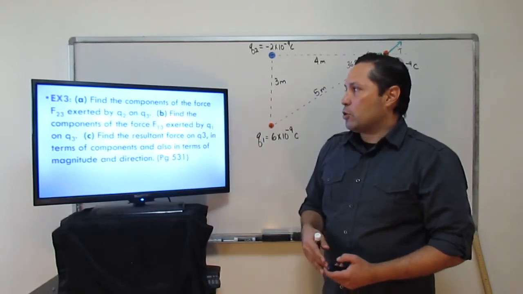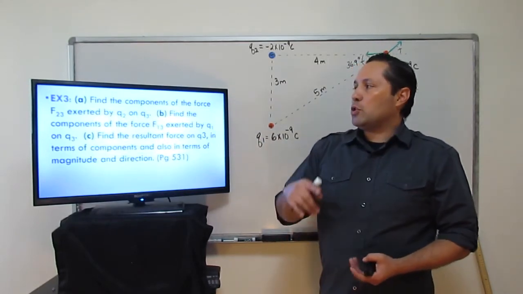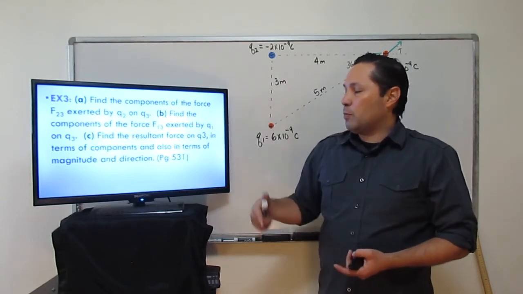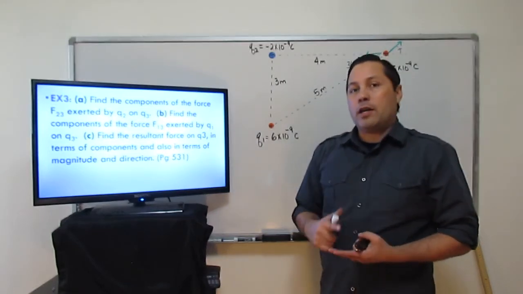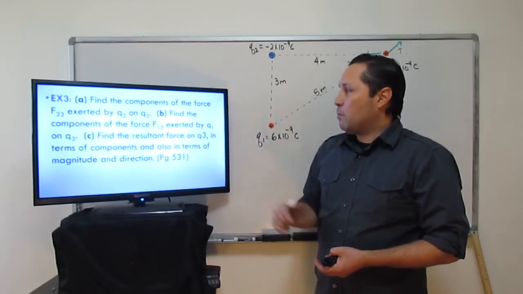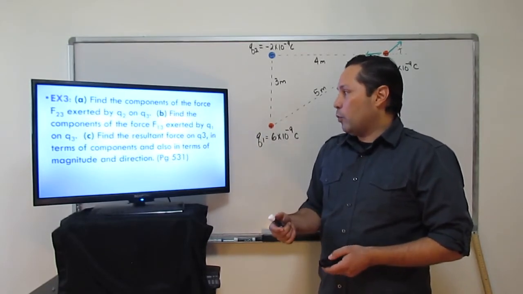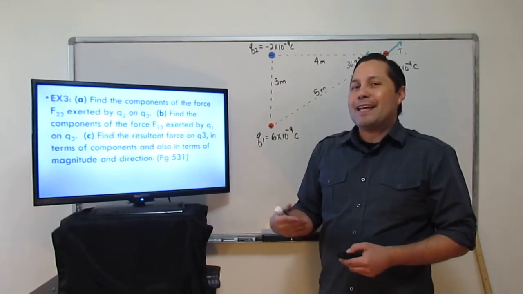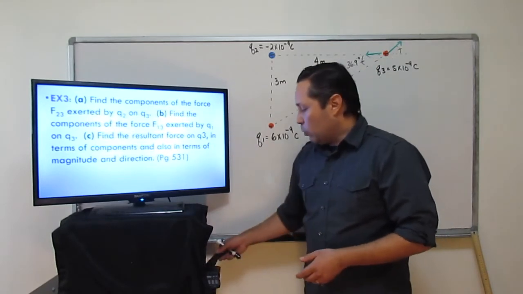In part A, they ask us to find the components of the force between Q2 and Q3. In part B, they ask us to find the force between Q1 and Q3. And finally, part C, they said find the resultant force on Q3 in terms of components and also in terms of magnitude and direction. Alright, so that's all the work we have to do.